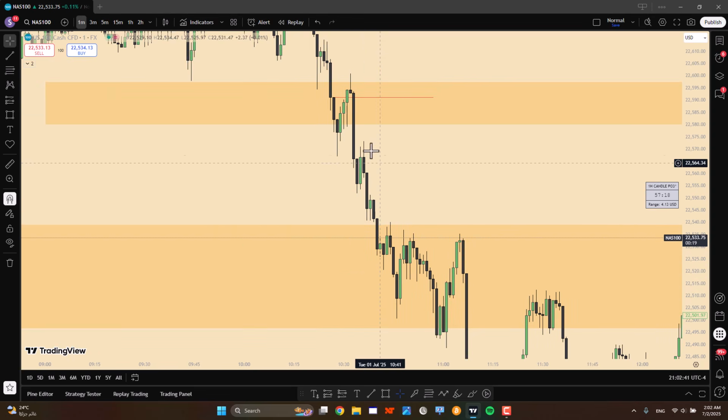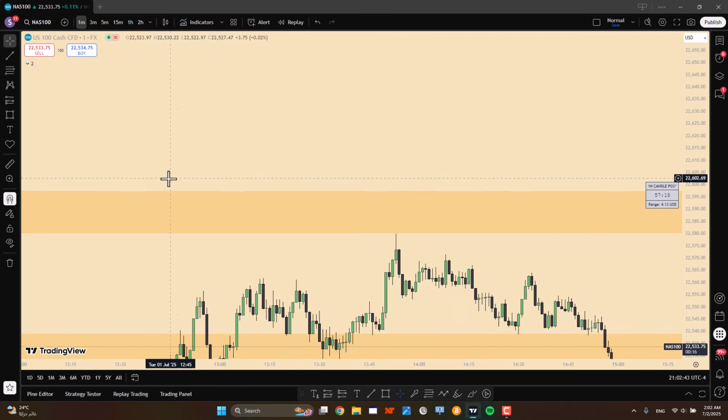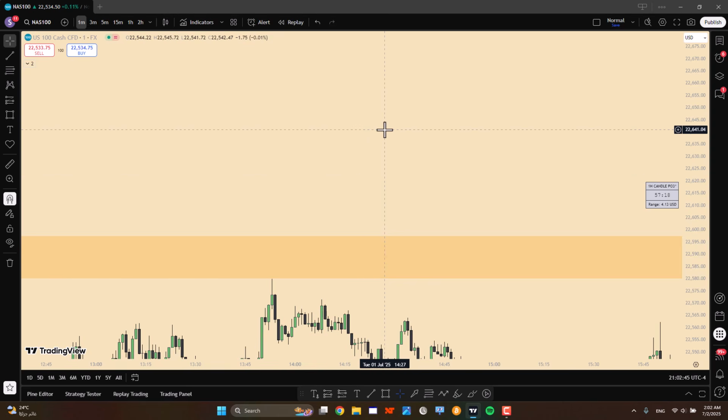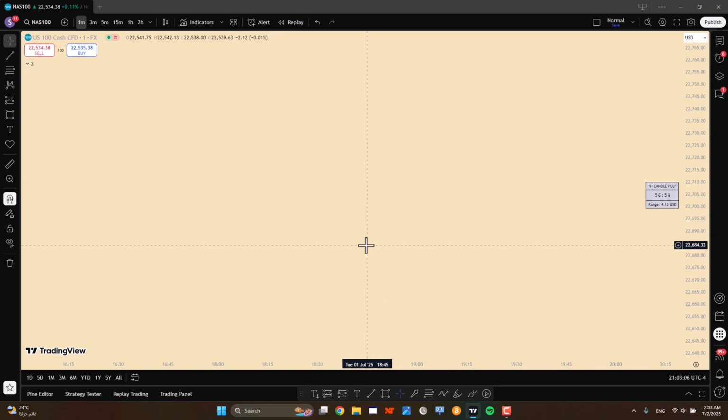Okay, so now let's talk about the logic of this setup. In order for you to spot this setup, you need at least 2 time frames. There is no specific time frame, but you need a combination. For example, you enter on the 1 minute and you base your trade on the 15 minute, the 5, the 10 minute, it doesn't matter. Let me show you how it looks like.